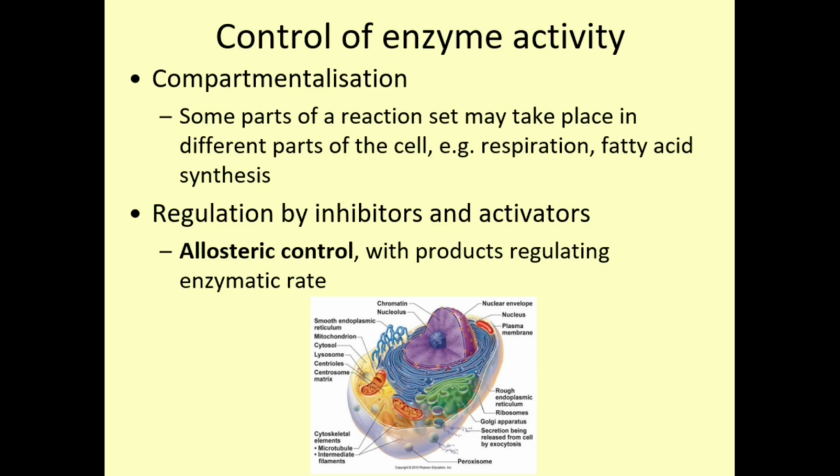So this is the process that we call allosteric control, where the products will actually regulate the enzymatic rate by inhibiting the enzyme, turning it off for a spell, and waiting for the body to actually deal with the buildup of the products. Enzymes can be controlled through compartmentalization, but also through allosteric control, the switching on and off of the enzyme.